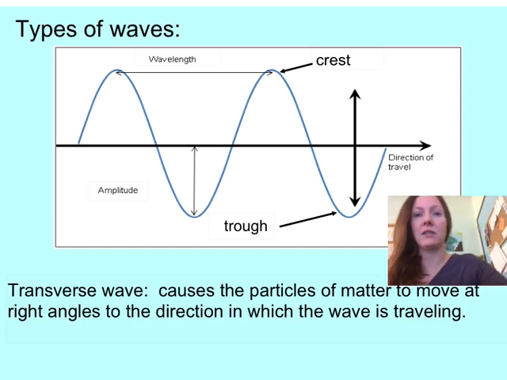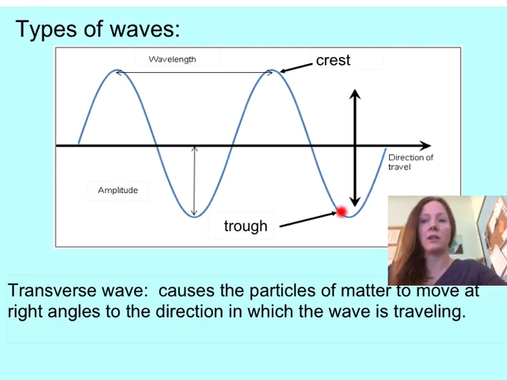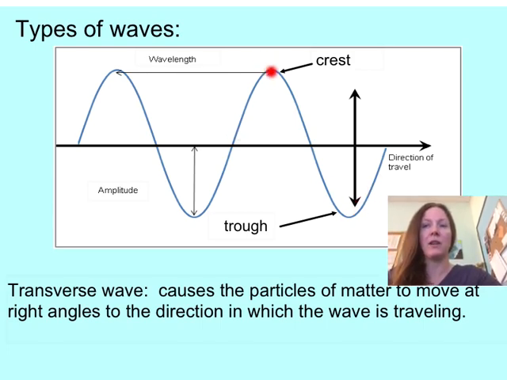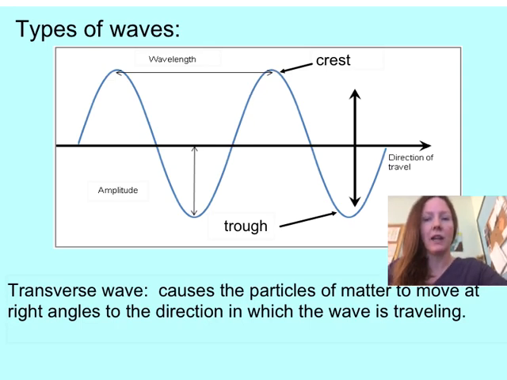Couple things that are indicative of a transverse wave are the parts here, crest and trough. And crest would be your high point, the crest of a wave, and the trough is your low point, the low point of the wave.